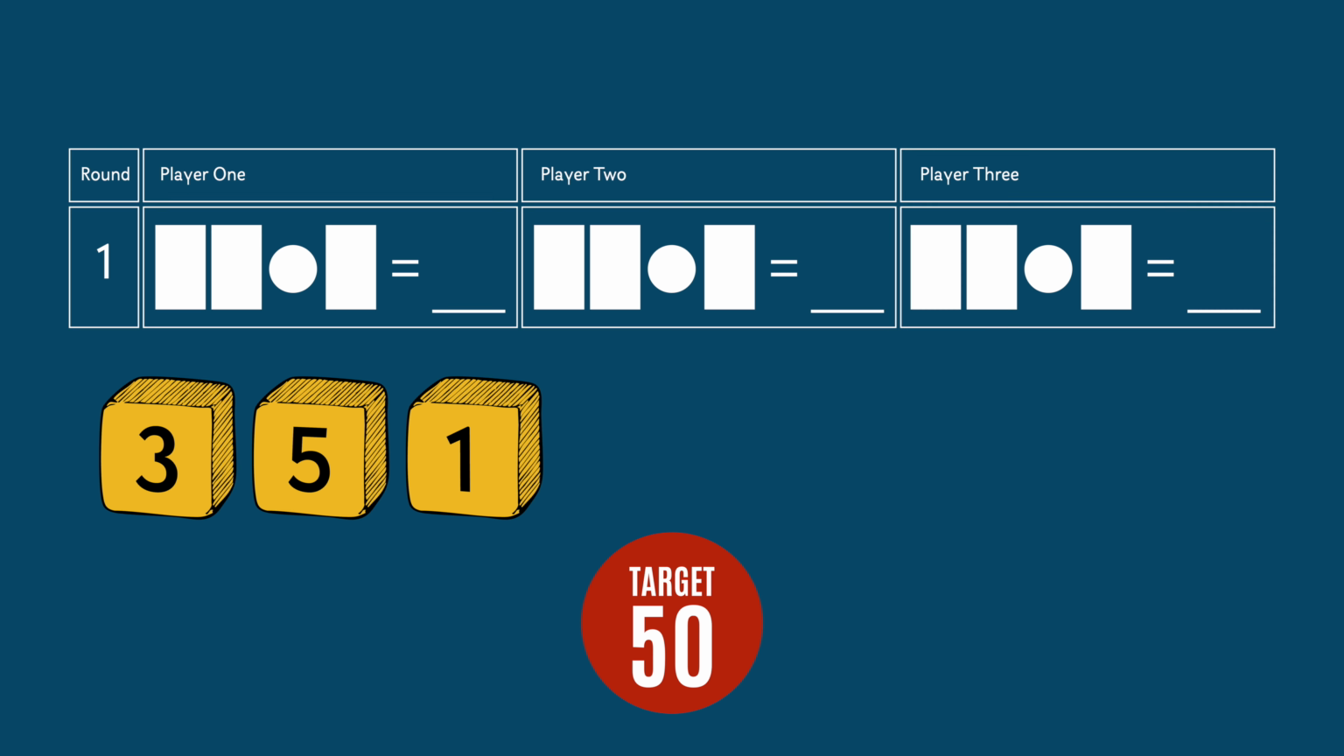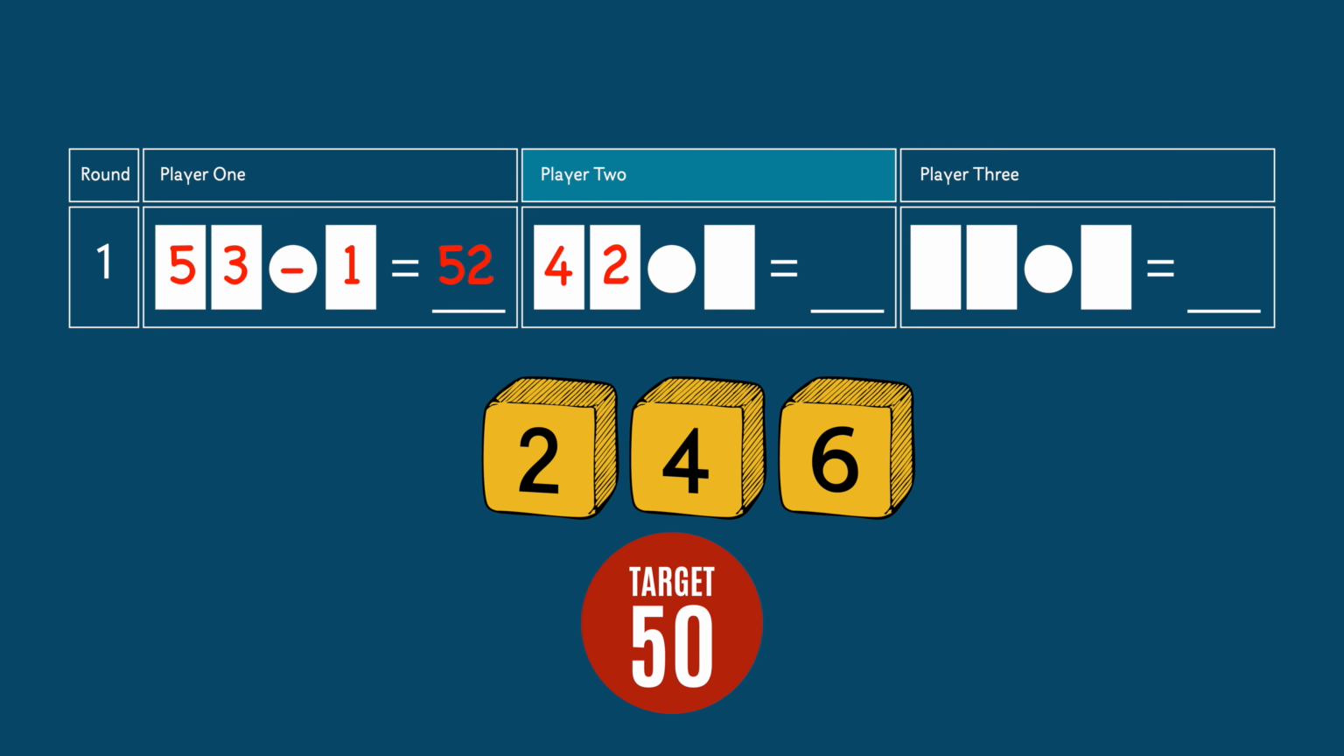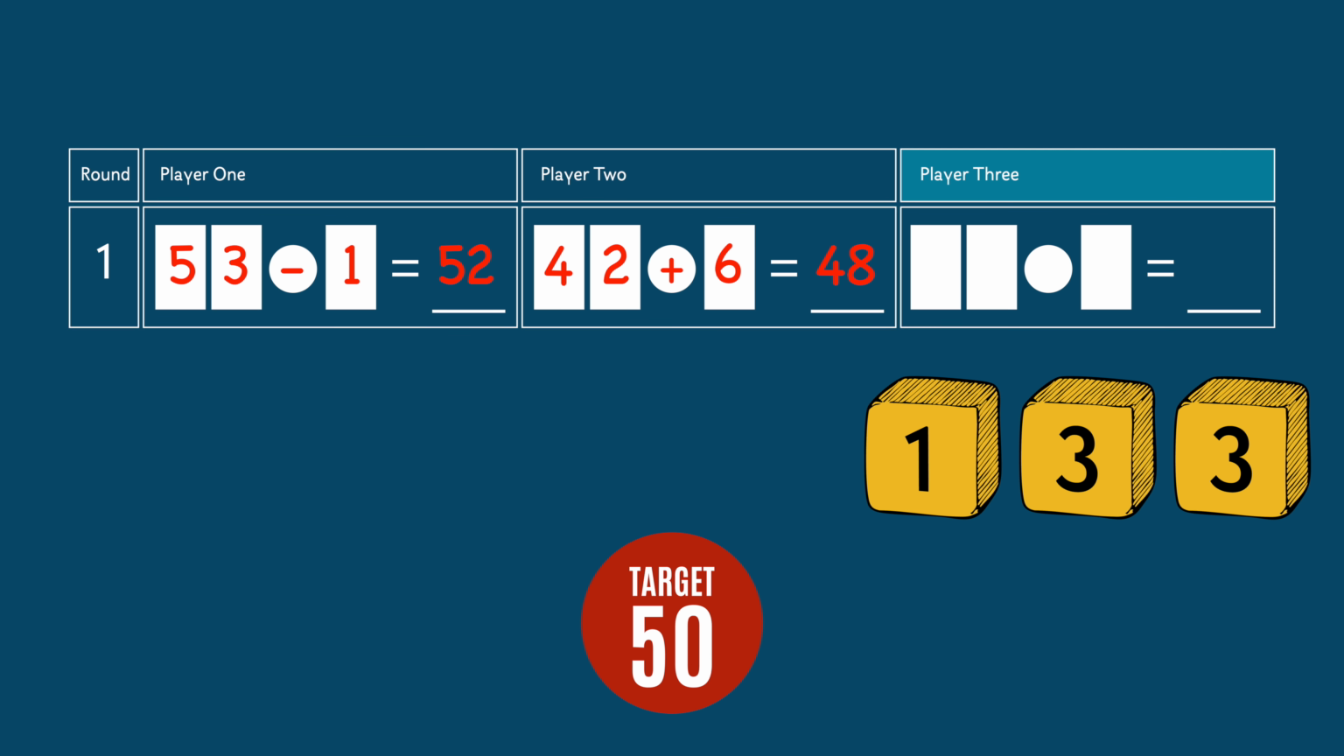For example, a student who rolls this might write 53 subtract 1, which is 2 away from 50. They could also write 51 take away 3, which is again 2 away from 50. 15 times 3 is 45, so that isn't any closer. So for now, we'll just keep our first answer. Then player 2 has a roll, and if they roll this, they could write 42 plus 6, which is pretty close. And the third player might roll 1, 3, and 3, which means the closest they can get is 39.